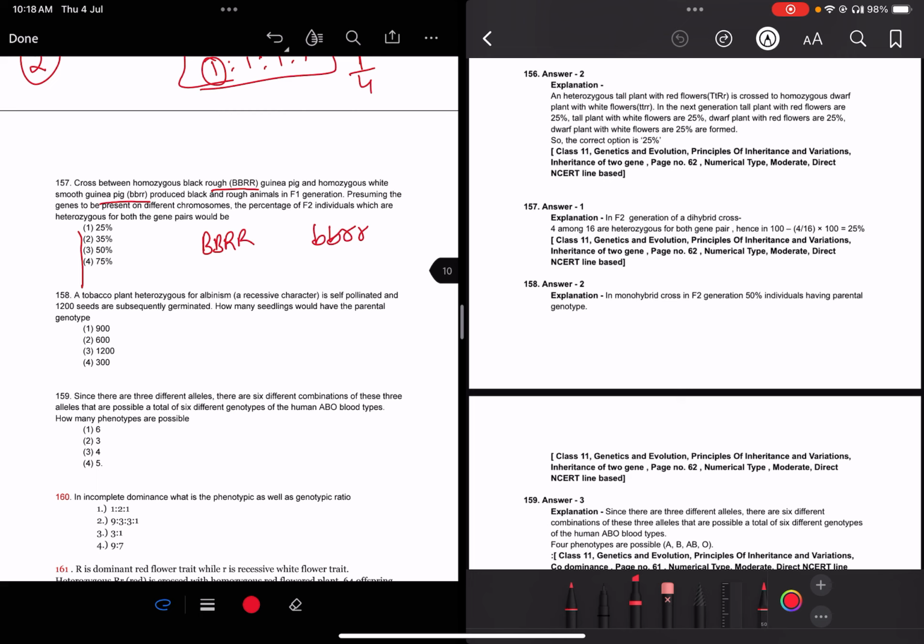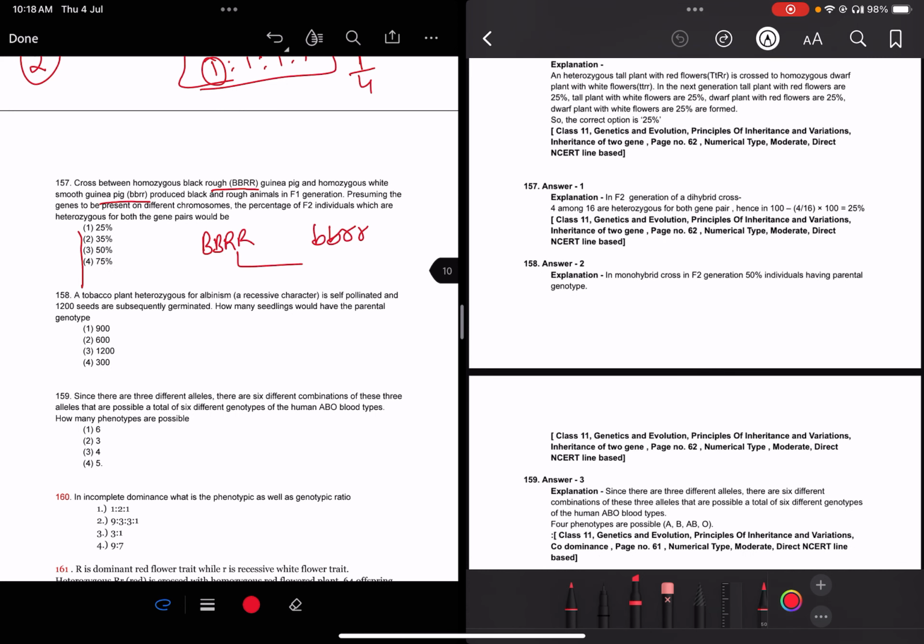What type of cross is this? It's a dihybrid cross. We should find those heterozygous for both the gene pairs. So first write the phenotypic ratio.